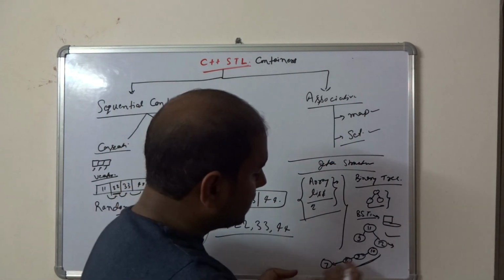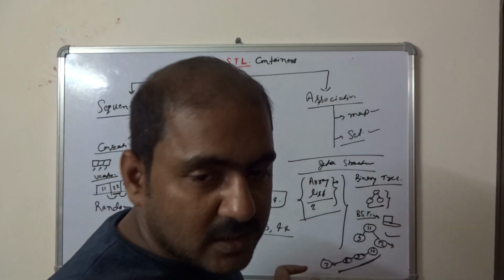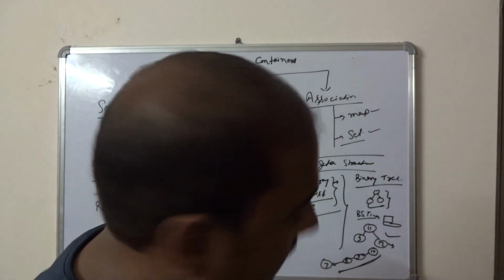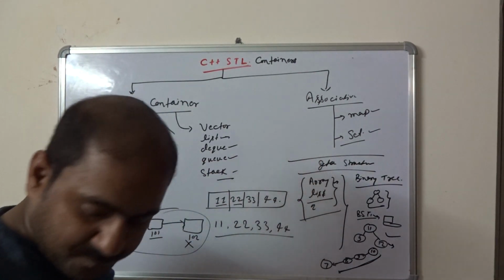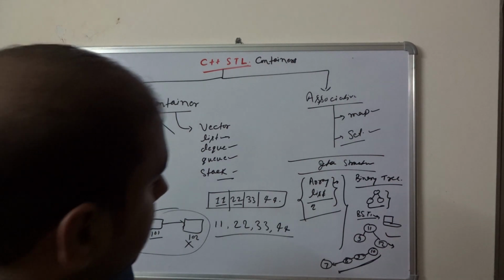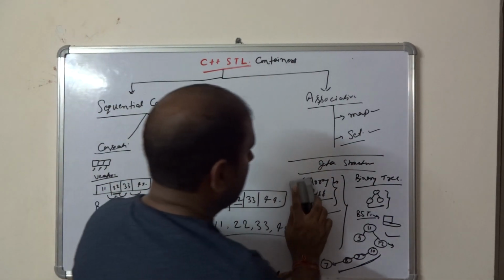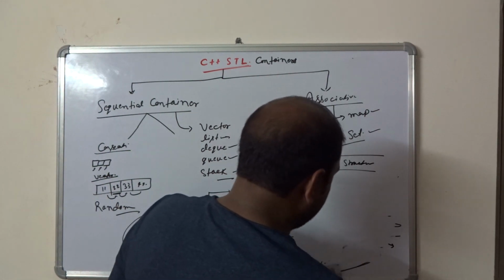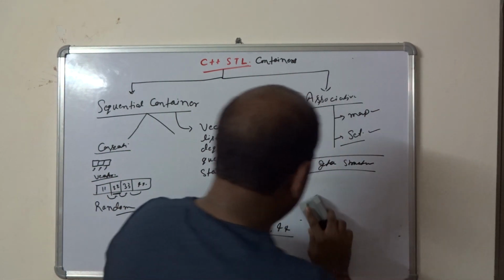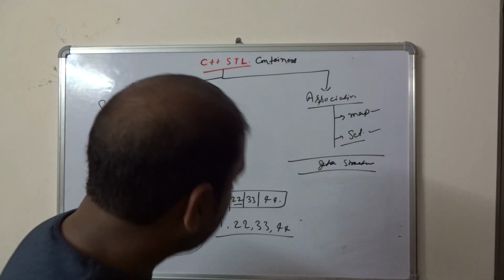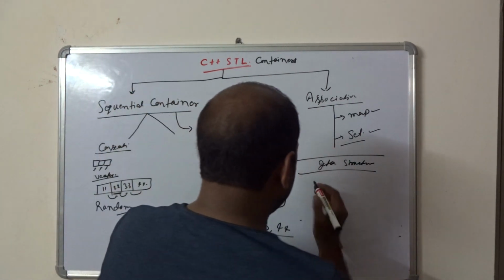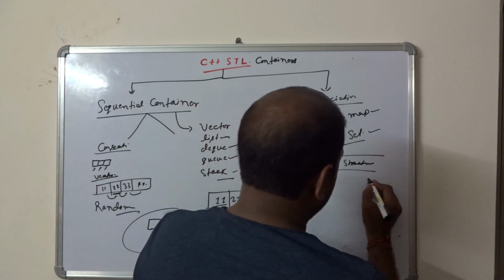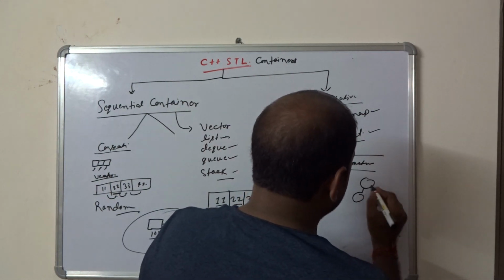In this BST, the searching is costly. So BST was not the perfect one. Then people started a new tree, the AVL tree. AVL tree is again a binary tree only, and it has some balancing algorithm.